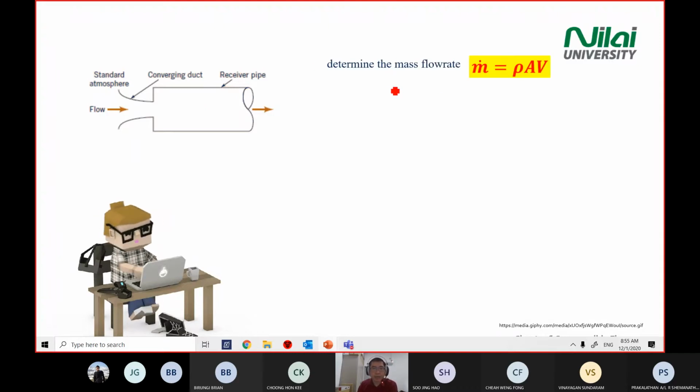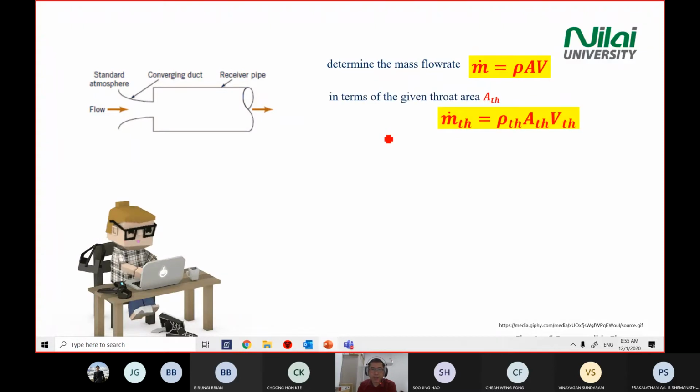Right, we start with the equation of mass flow rate, m dot equal to rho AV. This one, I think all of you already know. m dot equal to rho AV. And because we are interested to find what is happening at the throat here, we're going to modify our equation with the denotation of subscript TH.